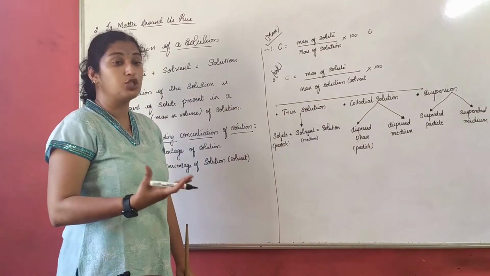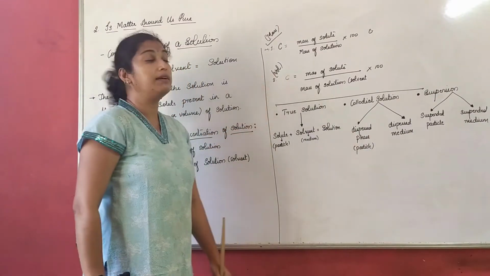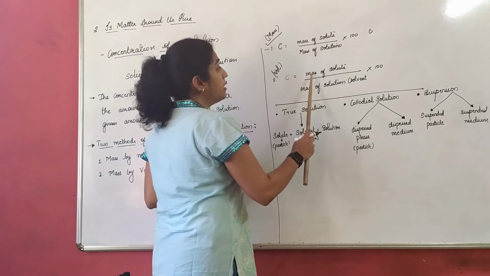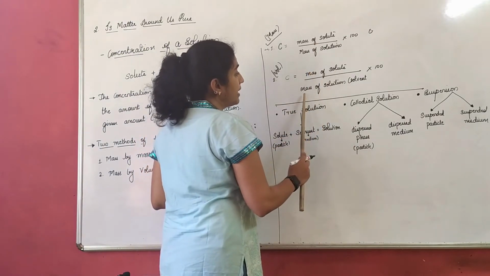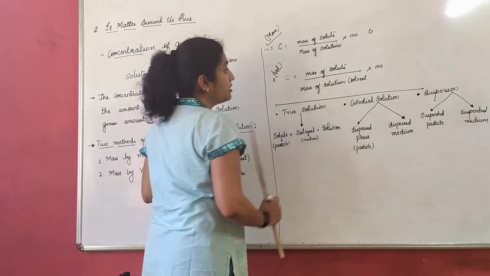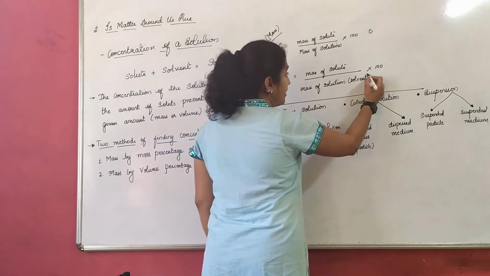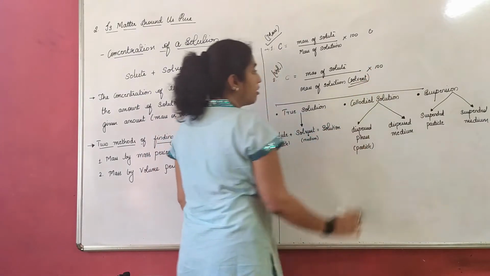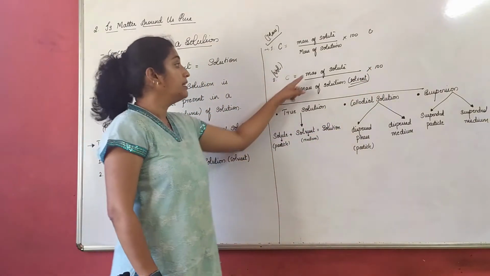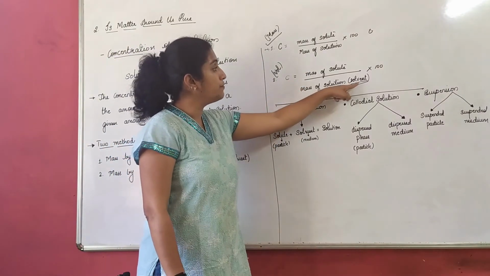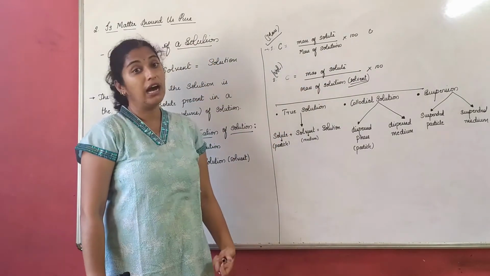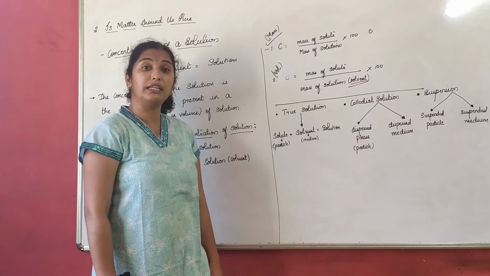In case it is asked to find by mass by volume method, just see what's the difference. Mass of the solute divided by mass of the solution, times 100. I have also written solvent here. In some books, it is given as mass of the solvent into 100. How is solvent different from solution now?